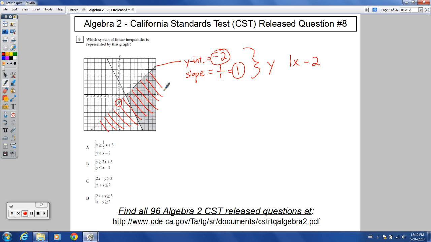Now we're talking about stuff that's shaded below that line. That's the only way that this could be in the solution set. And then for this other one, I'll use green. It looks like we're shading above that line. And where they come together is this gray portion right here. That's what would be in the solution set. But let's finish the red one here. We're talking about stuff below that line, so y is less than or equal to 1x minus 2.